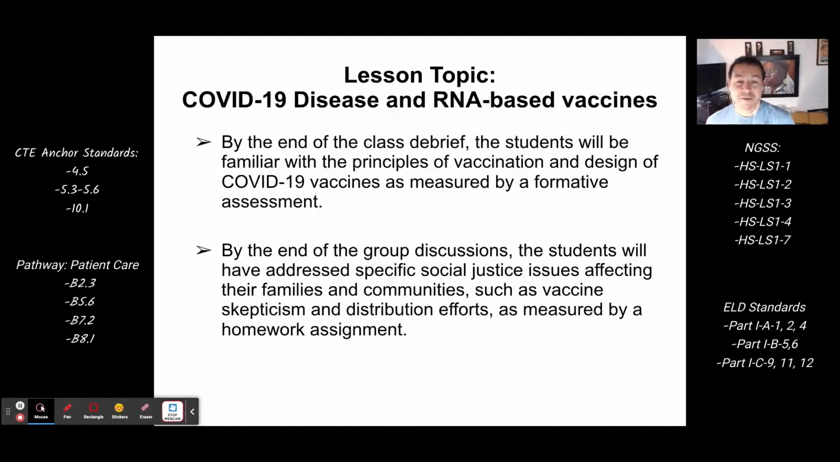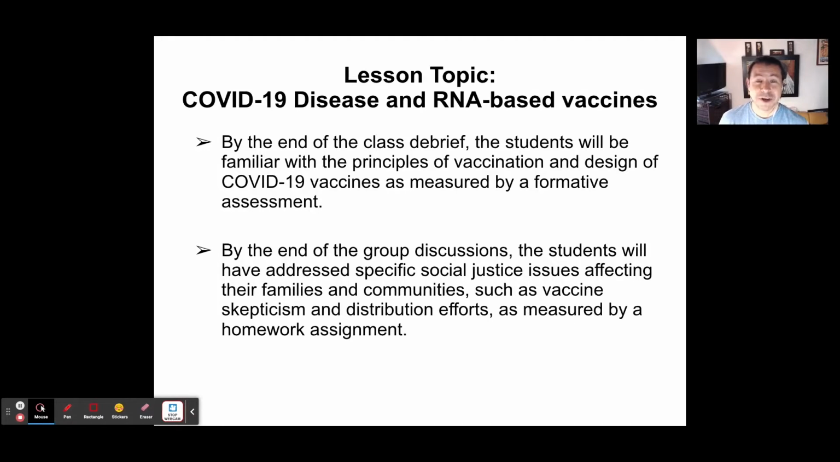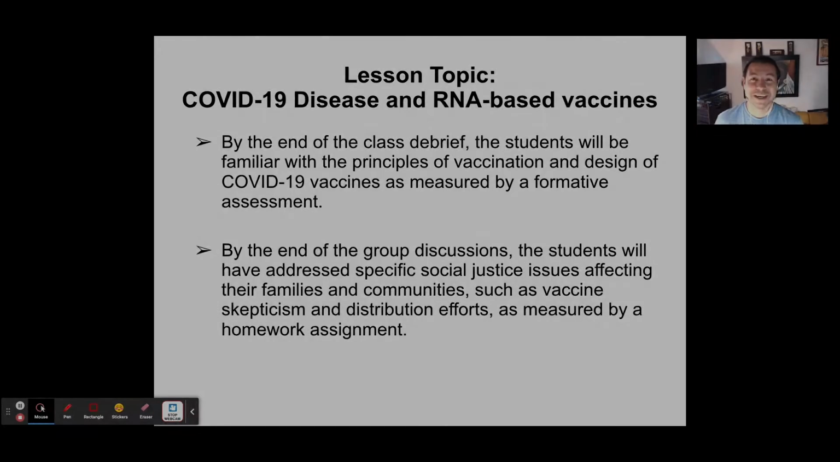The second lesson objective will be that at the end of the discussions, you have already addressed social justice issues like vaccine skepticism and vaccine distribution efforts. And we're going to measure this through a homework assignment.